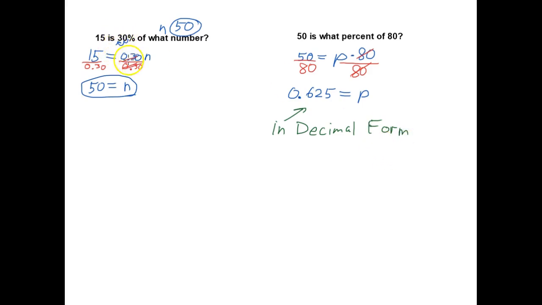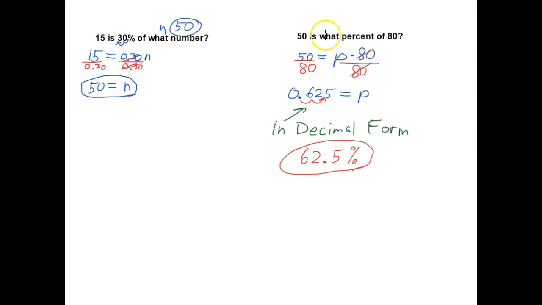Just like we put it into decimal notation to put it into this equation, we're going to have to take it out of decimal notation to make it a percent. So to convert that from decimal notation to percent notation, you take the decimal point and move it 2 places to the right. So that becomes 62.5%. Now I attach that percent sign.